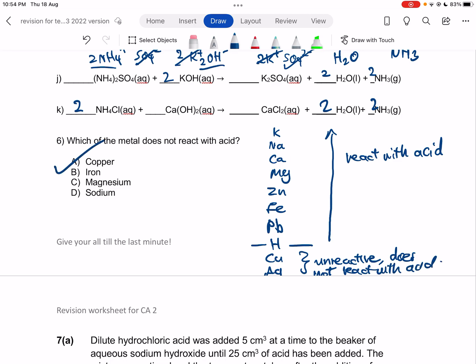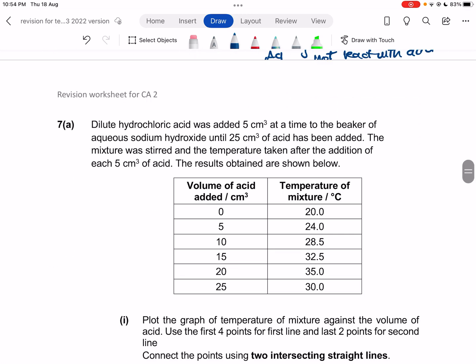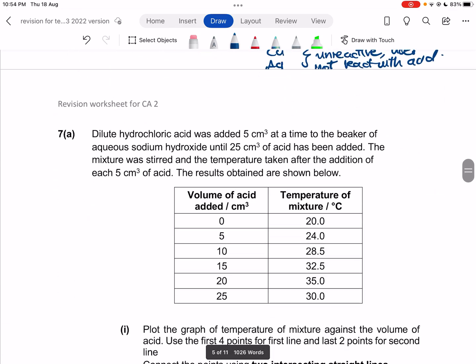So this one has to be copper lah. Okay, so now we have approached the graph questions. Let's see, do we have a lot? 7, 8, 9, 10, 11, 12. Wow, a lot of questions. Okay, try your best to go through this one.